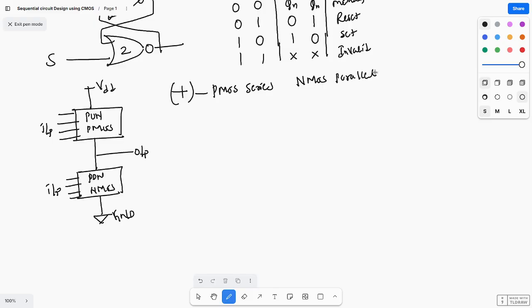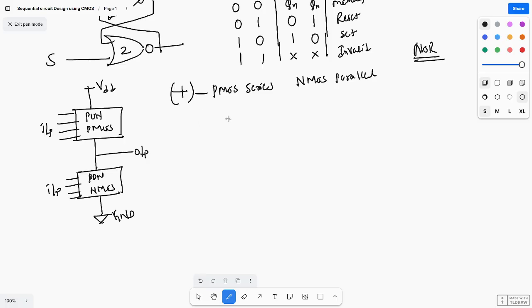Okay, first what you need to do? You need to design two CMOS circuits. We realized the NOR gate by using CMOS circuits. Like that, you realize two NOR gates by using CMOS circuits.